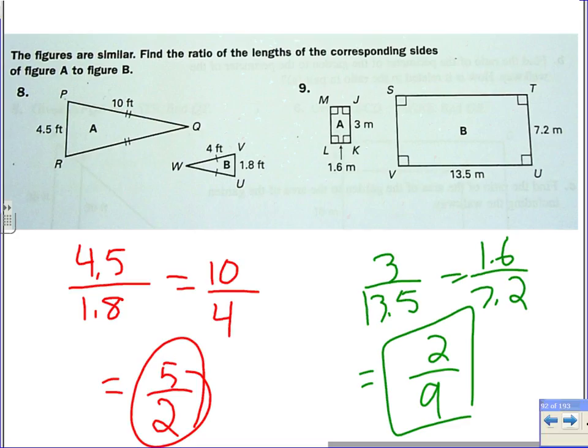No. No, that's not right. It has to be A to B. A to B. That's what we just went over.